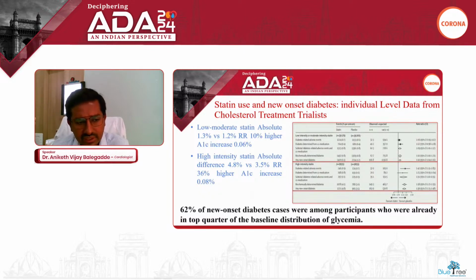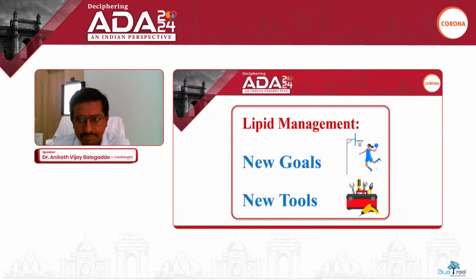So 62% of new-onset diabetes cases were among participants who were already in the top quarter of the baseline distribution of glycemia. This means that though the incidence of new-onset diabetes when we start statins is around a certain percentage, most of the patients who develop diabetes as a result of statin use would already have been in a higher glycemic state. So that is what the sentence says.